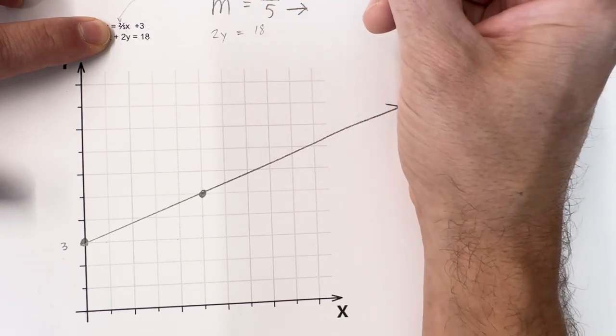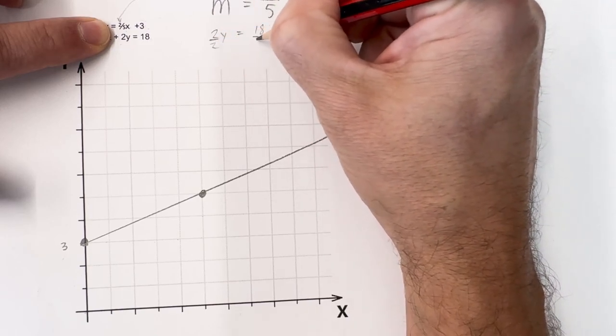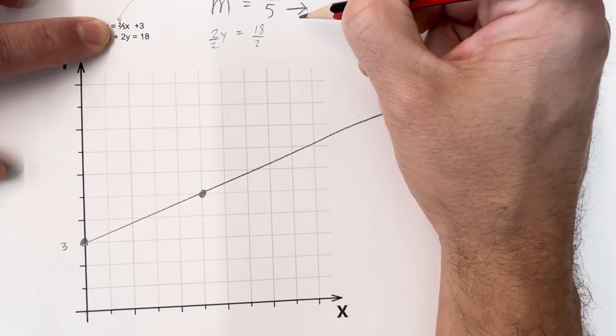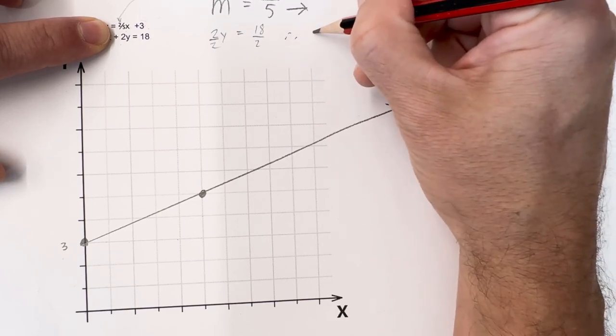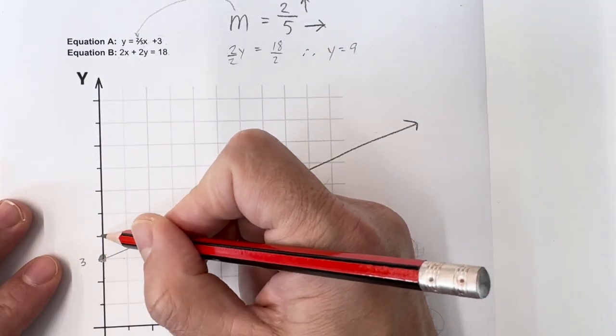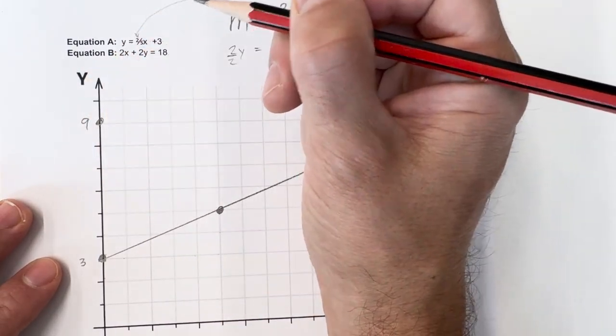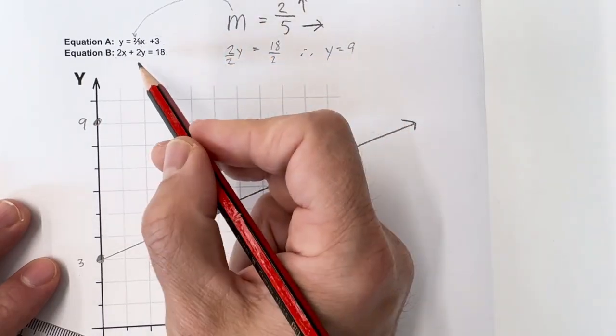If I know 2y is 18, and I do my multiplication principle and divide both sides by 2, when x is 0, I know that y is 9. So here we go. 1, 2, 3, 4, 5, 6, 7, 8, 9, right here. Ta-da! And you can do the exact same idea, and all the numbers are the same here.